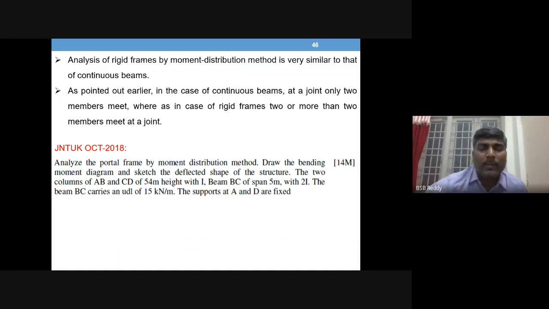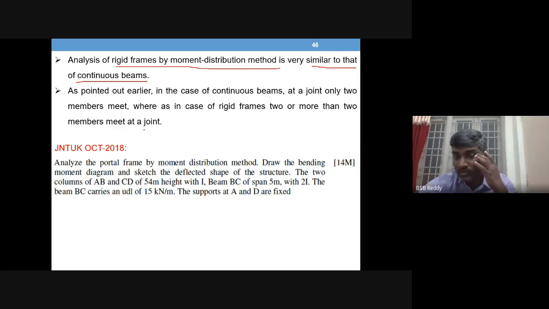The analysis of rigid frames by the moment distribution method is very similar to that of continuous beams, no change. Whatever steps are told for continuous beams are to be followed in toto. As pointed out earlier, in the case of continuous beams only two members meet at a joint, whereas in rigid frames there is a possibility of two or more members at a joint.